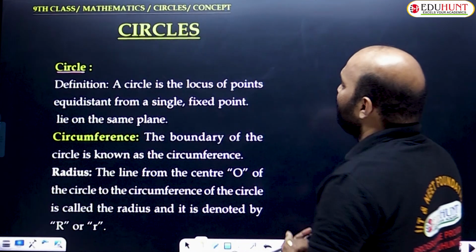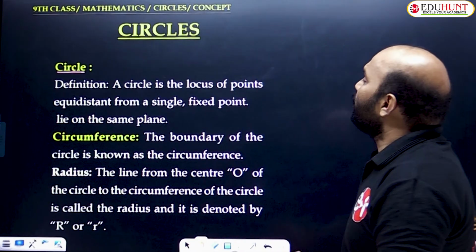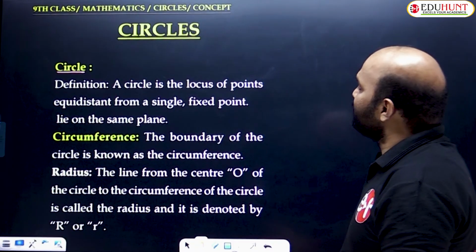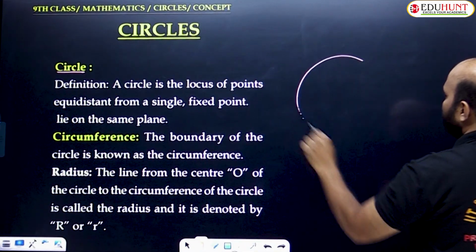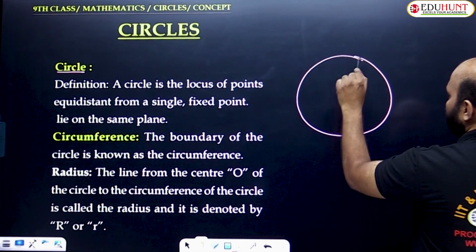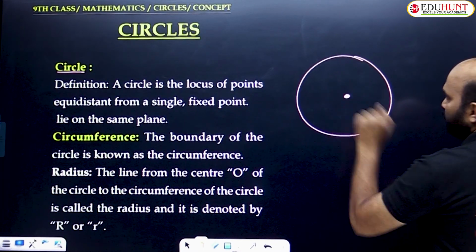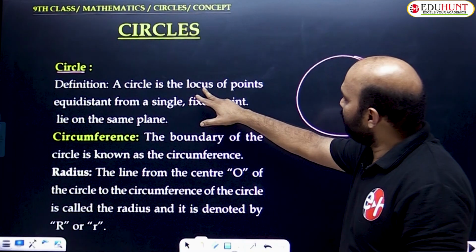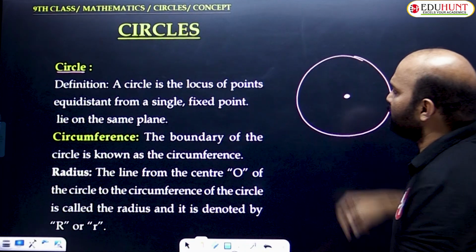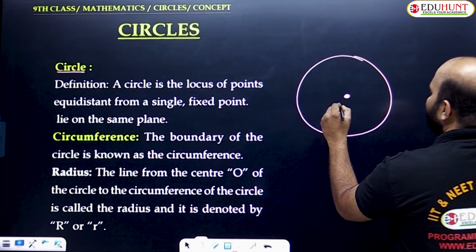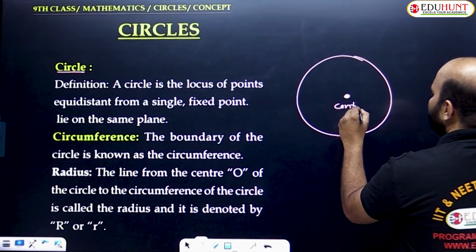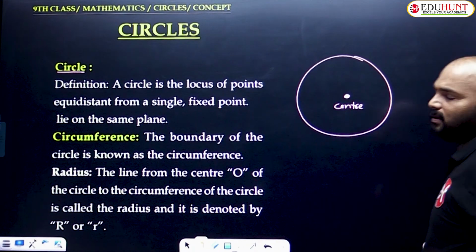A circle is the locus of points equidistant from a single fixed point lying on the same plane. So a circle is a locus of the points equidistant from the fixed point. Here the fixed point is called the center. Firstly, a circle contains a circumference.